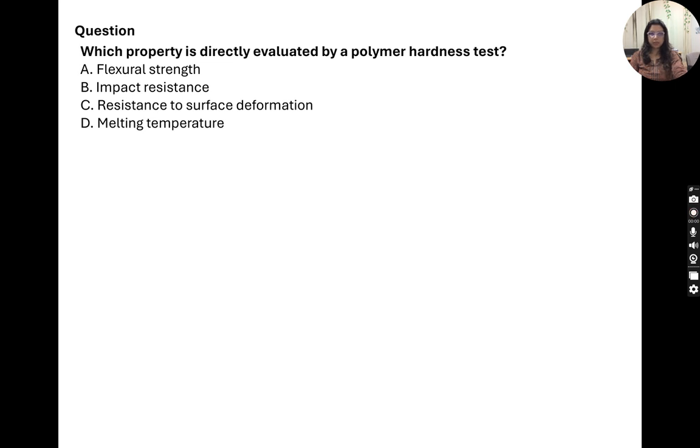If we look at the properties, the correct answer for the polymer hardness test is C, which says the polymer hardness test is used to measure the resistance to surface deformation. And if you look at the word itself, it says hardness. So hardness is the resistance to surface deformation, like how hard a polymer is. And the rest of the properties, like flexural strength, are used to measure the bending of a polymer. So in that case, it is concerned with bending.